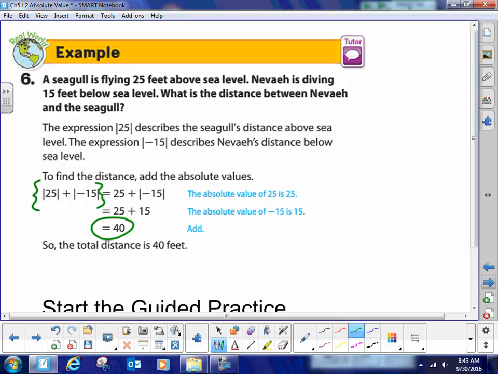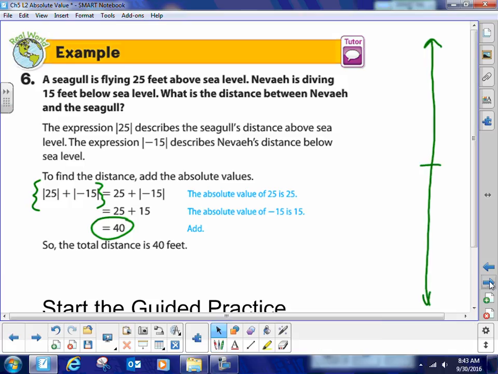When you're setting up a problem like this, the seagull is flying 25 feet above. Well, you'd use 25, right? Nevaeh is diving 15 feet below sea level, so you'd say something probably negative like 15. Because if you drew it, it would look something like this, right? You have your number line here. Okay, we got 0 as what? They describe sea level as being 0, so we got this sea level here.